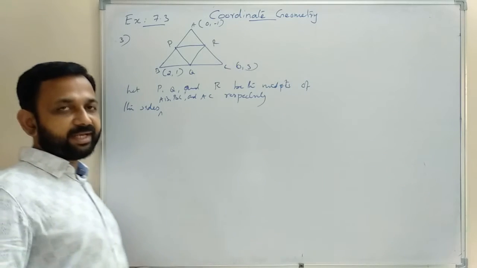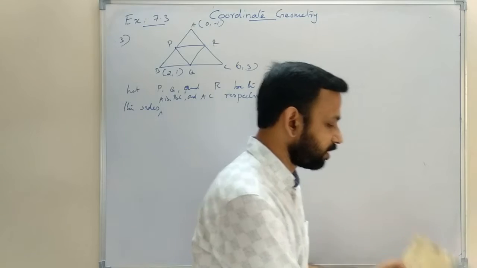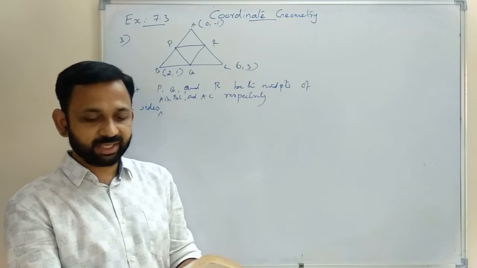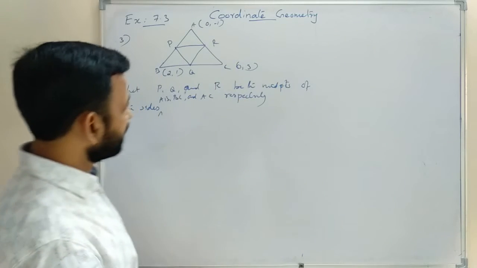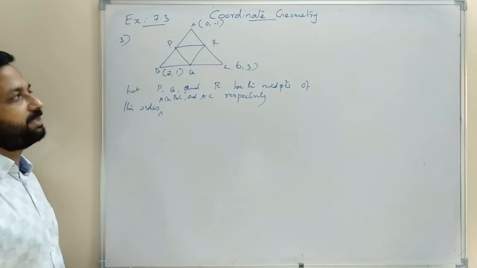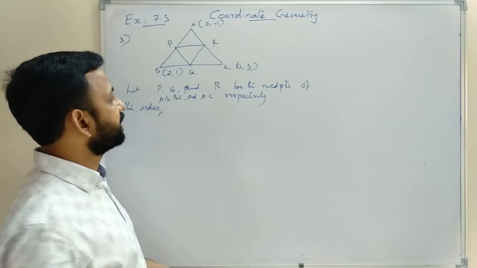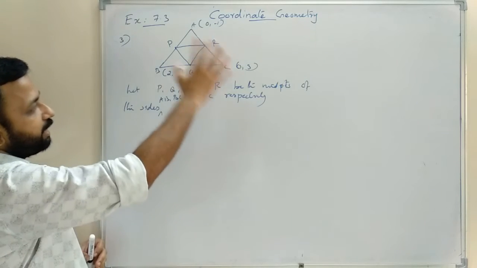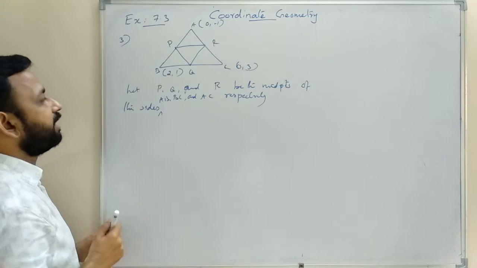Now we have to find the area of the triangle PQR, and one more part is there: find the ratio of this area to the area of the given triangle. So we need to find the area of triangle PQR, then the area of triangle ABC, then the ratio between their areas. That is our question. So for finding the area of triangle PQR, first we have to find the coordinates of P, Q and R.